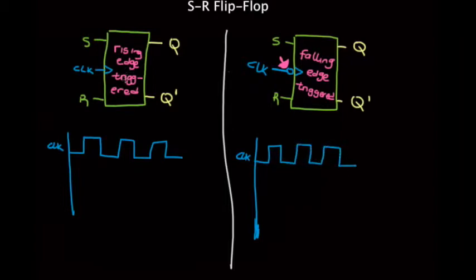When the rising edge is triggered, the clock goes from 0 to 1. But when the falling edge is triggered, the clock goes from 1 to 0. And we know that this is 0 and this is 1. So here is the rising edge, which goes from 0 to 1.